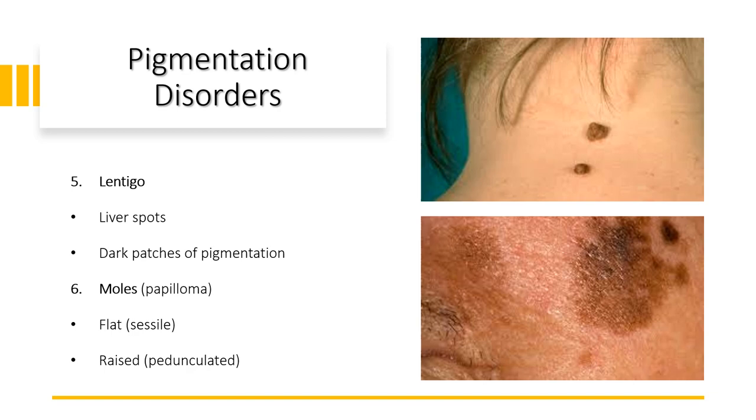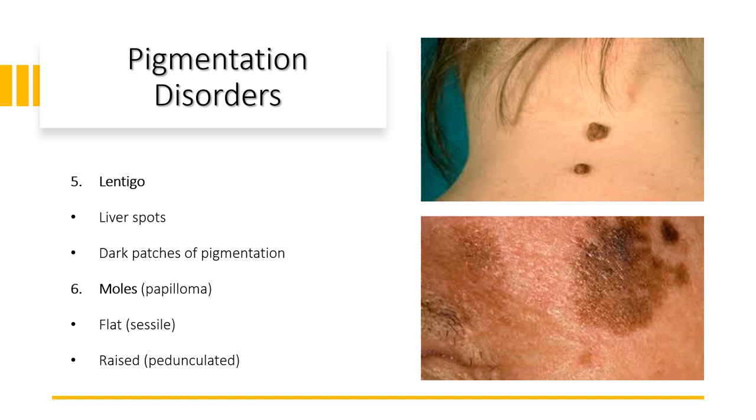Continuing with pigmented disorders, lentigo is also known as liver spots. These are dark patches of pigmentation that you get in older age and are quite common all over the body. They're not malignant, they're not a problem, they just don't look particularly attractive depending on where they are. So lentigo are known as liver spots.